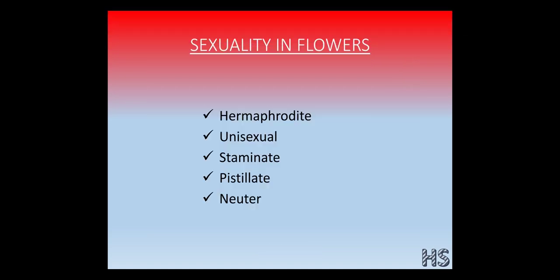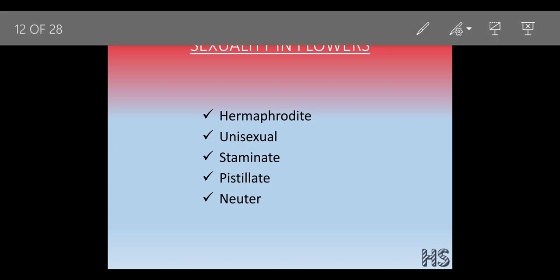This topic is sexuality in flowers. We humans have got a perfect gift from God, that is, a person can be a male or a female. But there is something very peculiar about flowers. A flower can be a male, it can be a female, or it can be neither, not a male and not a female. Let's understand the terms in more detail.